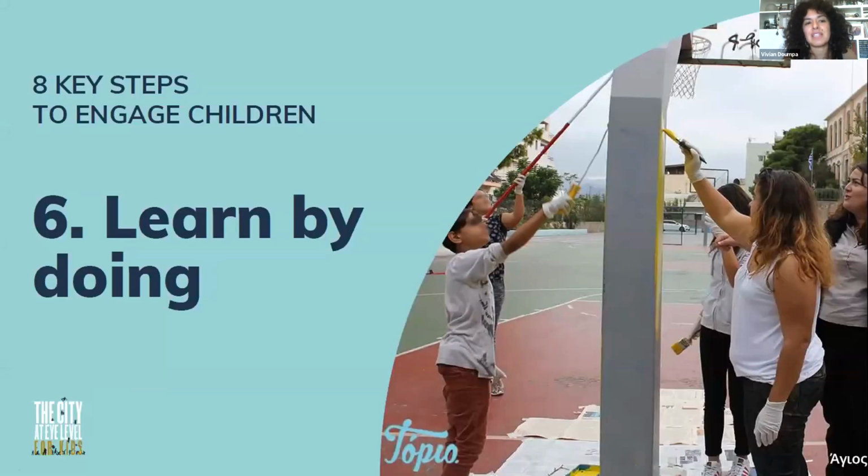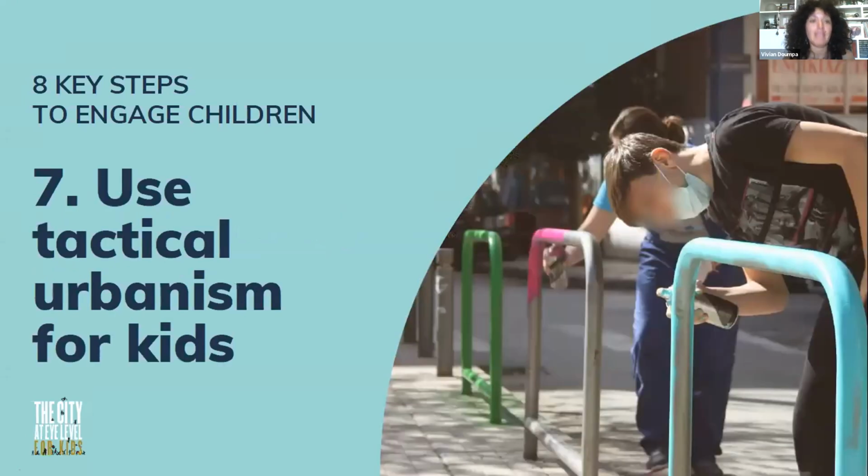And of course, the sixth step is about learn by doing. There is no right or wrong way to go when you engage with children or any other target group. We both learn together through the process. Use tactical urbanism with kids. You have no idea, or maybe you have, how much they enjoy to take brushes out, to paint the pavement, and develop the city the way they want.